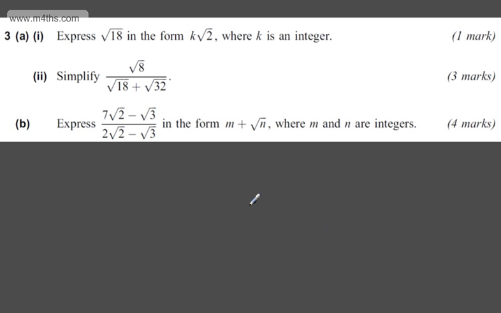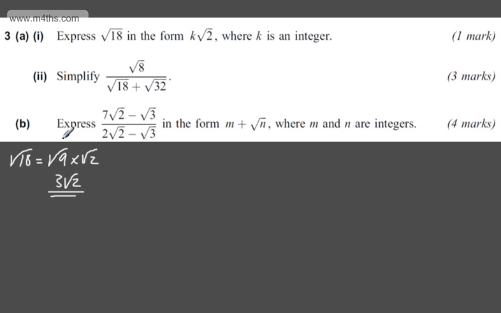This is question number 3. In part A, the first part for 1 mark asks us to express the root of 18 in the form k root 2, where k is an integer. We can write that the root of 18 is the root of 9 multiplied by the root of 2. The root of 9 is 3, so we're going to have 3 root 2. The value of k will be 3.